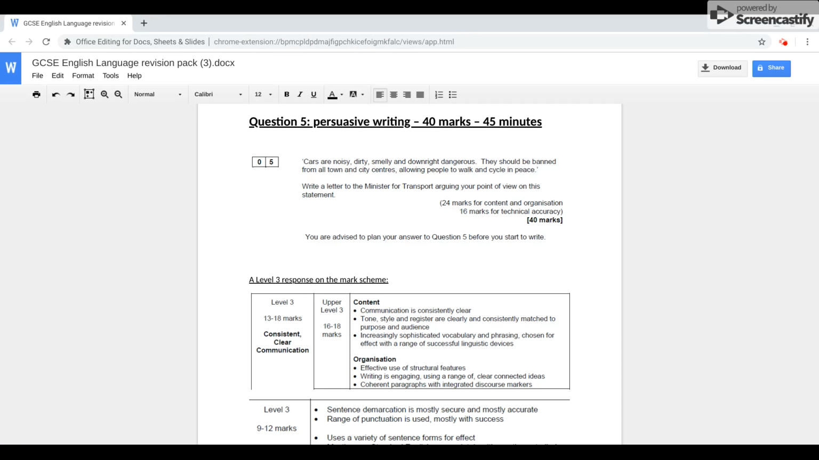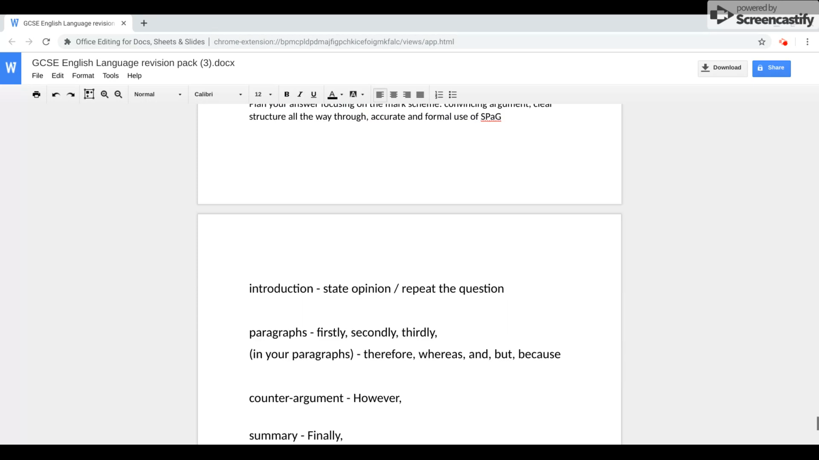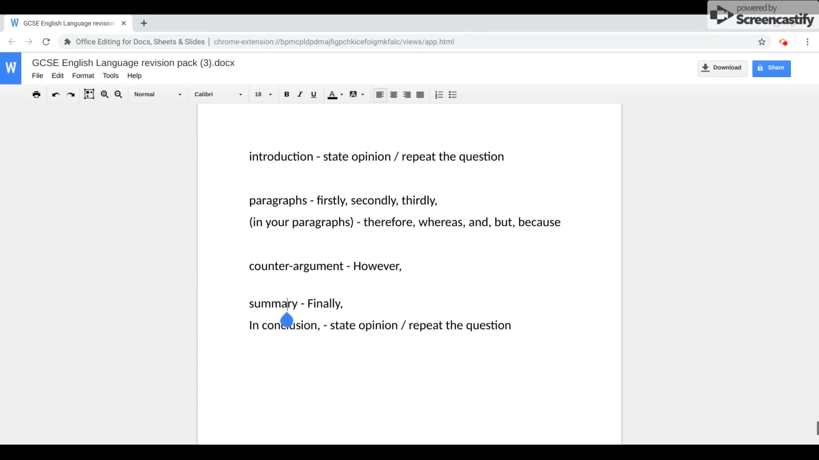Once you've got a good, mature, convincing amount of content, which is with depth, and you've explored why those things are important, you can look at organization. And if we look at a potential structure that you could use if you wish in your response, we're looking at making sure that one thing will lead specifically onto the next. So in your introduction, state your opinion. Are you for or against? And then repeat the question to show that you're linking back to the question.